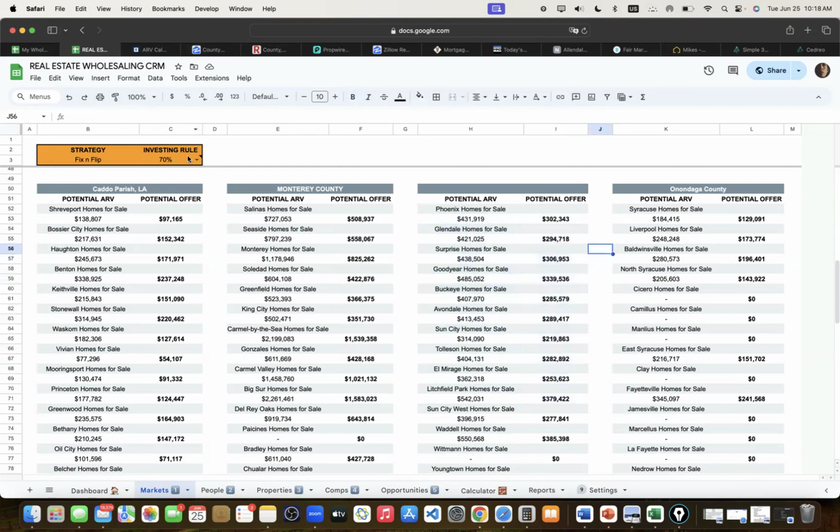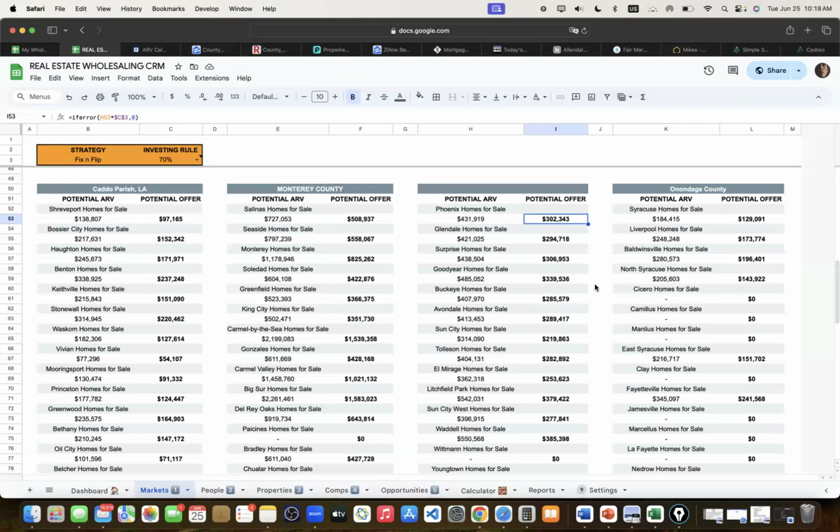The offers get calculated by multiplying, depending on the strategy. So if you're looking for a lot of fixing and flipping properties for your investors and buyers, then we got to multiply the ARV times 70%. This is not including any repairs. It's just multiplying literally 431 times 70%, and it's going to spit out this number of $302,000. So it's going to do that for all the properties.